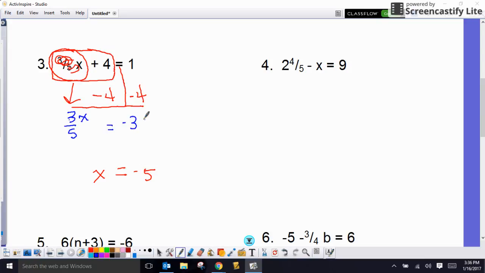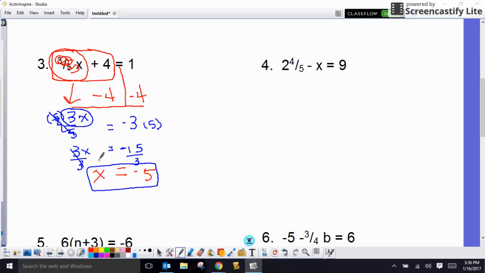Here's why. My kids over the years would much rather prefer to do this in steps. And where they see this divide by 5, they know to multiply by 5 on both sides and get 15, and bring down the 3x because they have a whole 3x left because the 5's crossed out. And then divide by 3 to get x. Divide by 3. Oops, that was a -15. And -15 divided by 3 is -5.